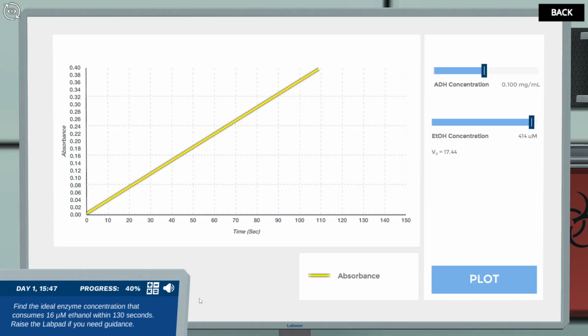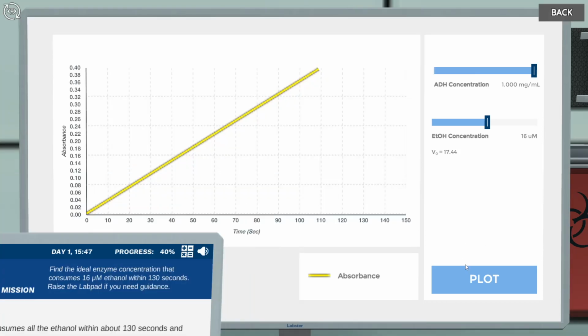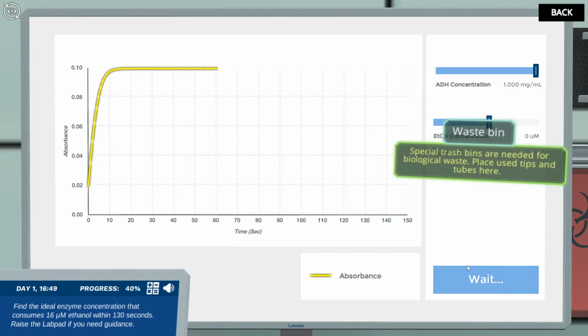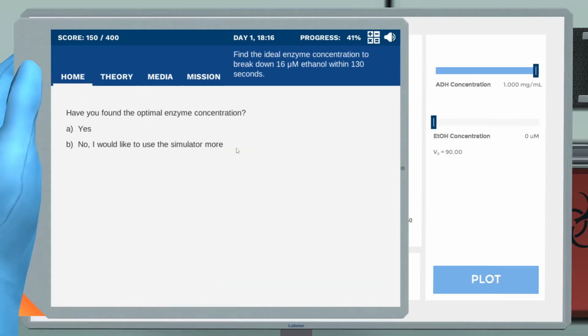Find the ideal enzyme concentration that consumes 16 micromole ethanol within 130 seconds. Raise the lab pad if you need guidance. Have you found the optimal enzyme concentration?